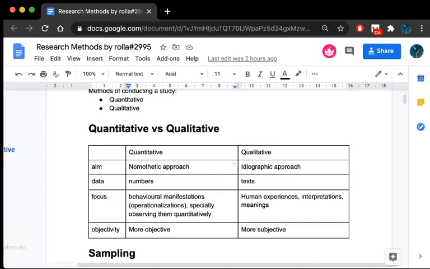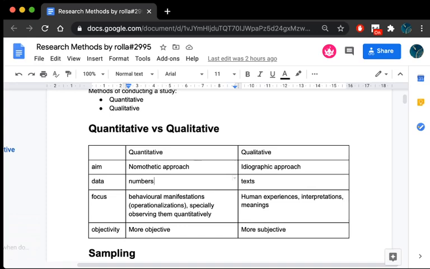So they usually quantize your behaviors and observe them. After you quantize the behaviors, you use those data to analyze and to see if the data is valid. So it uses a more objective approach.